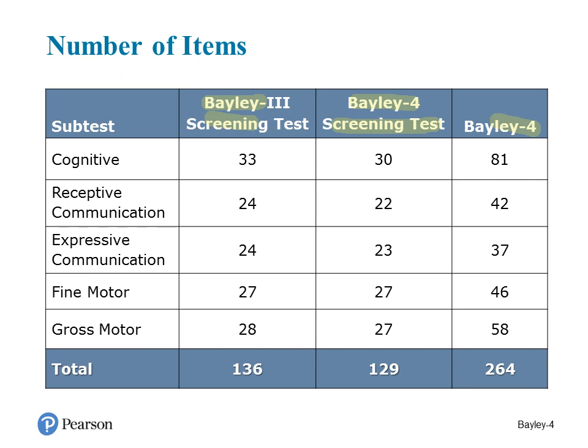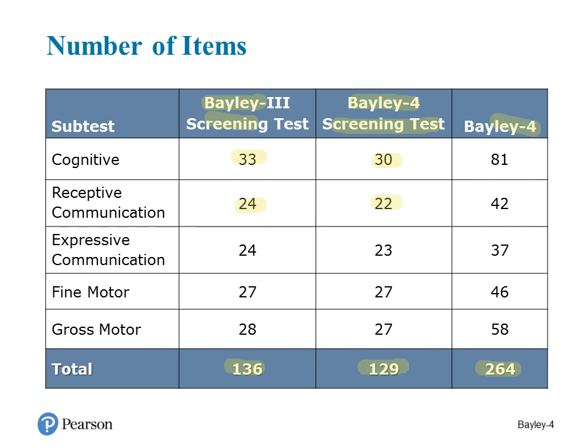And I made some references before to the number of items on Bayley-4, but you'll notice compared to the Bayley-3 Screening Test that there are approximately the same number of items, 30 for cognitive on Bayley-4 Screening Test compared to 33 on Bayley-3 Screening Test, 22 for Receptive Communication on Bayley-4 compared to 24. So in terms of the total number of items, 129 on Bayley-4 Screening Test compared to 136 on the Bayley-3 Screening Test, and compared to 264 certainly on the diagnostic assessment, the Bayley-4.